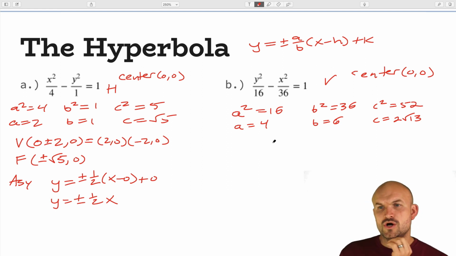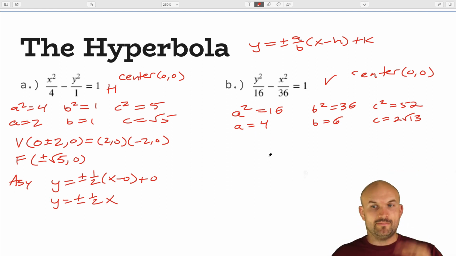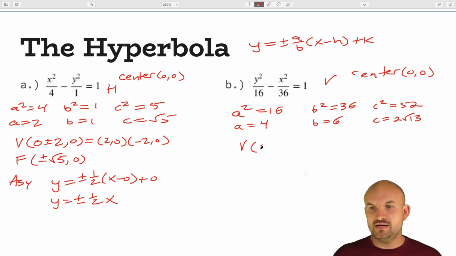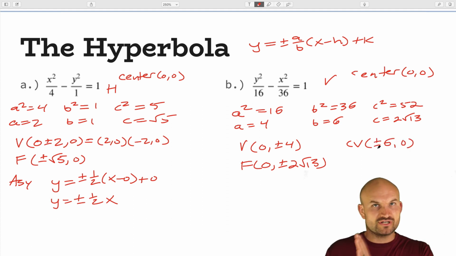All right, so we have a vertical transverse axis. That means my vertices and my foci are going to be going up and down, right? So it's going to be up and down 4 and c, so 4 and 2 radical 13. My center is 0, 0. My vertices now are going to be 0, comma, plus or minus 4. My foci are going to be 0, comma, plus or minus 2 radical 13. If you wanted to do co-vertices, I'm not asking for it, but if you needed to, it'd be plus or minus 6, comma 0, because those are going to be going left and right.